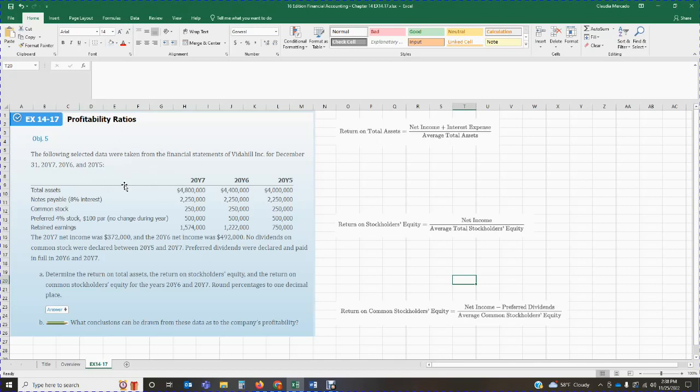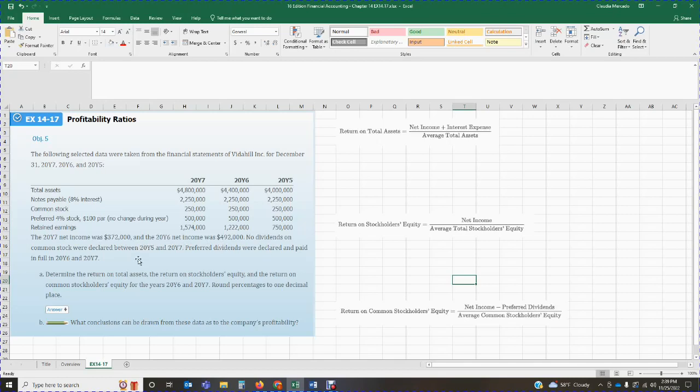The problem basically states, the following selected data was taken from the financial statements of Vida Hill Incorporated for December 31st, 20Y7, 20Y6, and 20Y5. Okay. And then they provide us with the total assets, the notes payable, the interest, the common stock, the preferred stock, and the retained earnings. The 20Y7 net income was $372,000 and the 20Y6 income was $492,000.